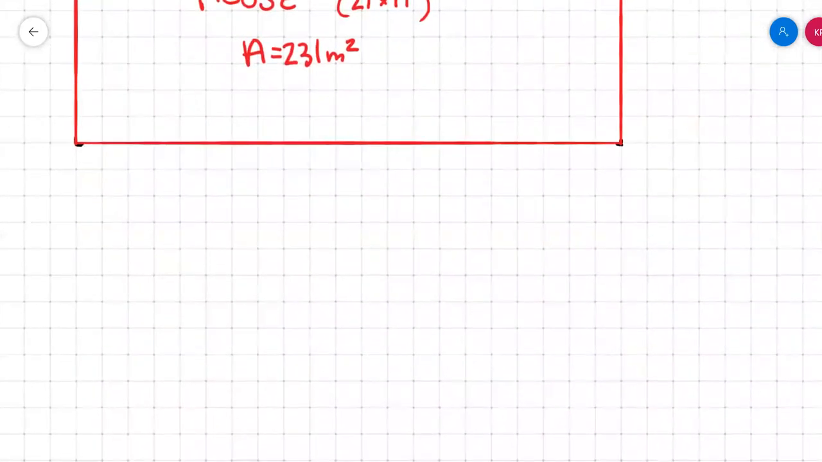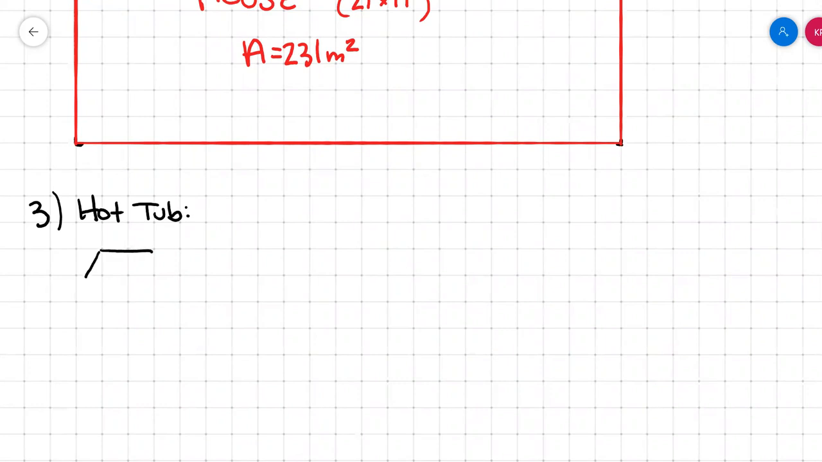Okay, so let's try to do one that is a little harder. Let's do the trapezoid. Number 3, we have the hot tub, which is a trapezoid. Okay, a trapezoid looks like this. This is a trapezoid. Okay, so it tells us that the area of our trapezoid, actually I'm going to write this on the outside, is 4 meters squared.